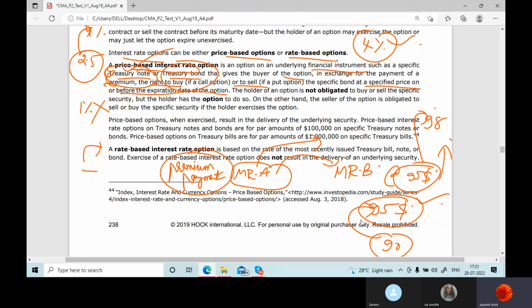So there are two options, call and put. Call is nothing but an option which gives the right to Mr. A to buy a particular security at a specified price which he has fixed today itself.